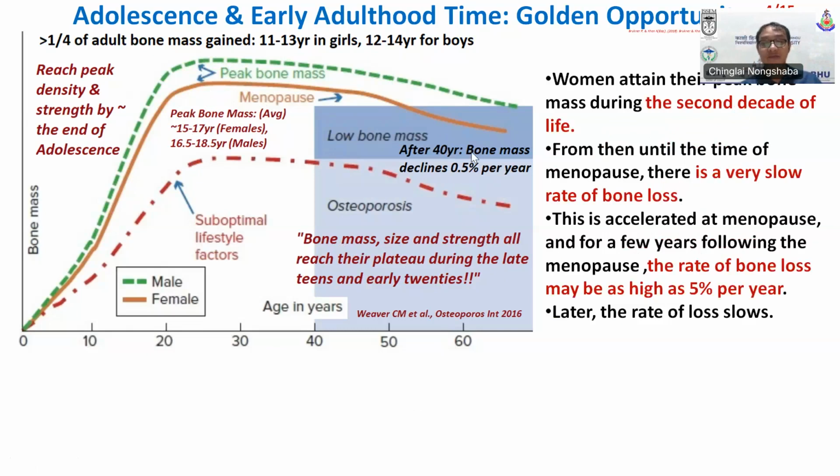For females, it's very important, because osteoporosis is very common in females, especially after menopause. Women generally attain the peak around 20 years, or the second decade of life, and from here till menopause there are relatively few losses. But in menopause, or just after menopause, for a few years, the decline is accelerated, and this decline can be as high as 5% per year. Then after a few years, the rate of loss slows down.